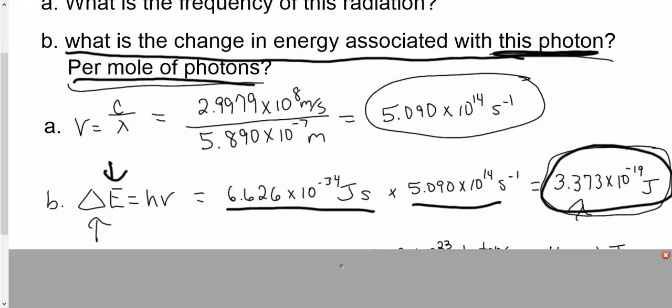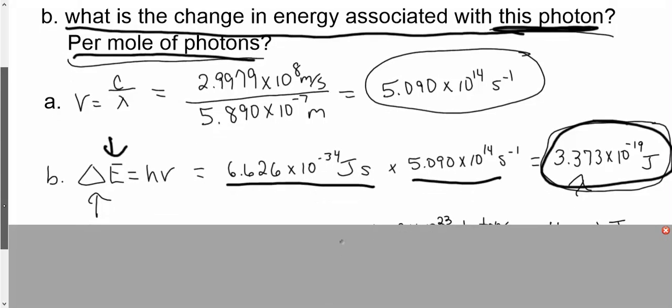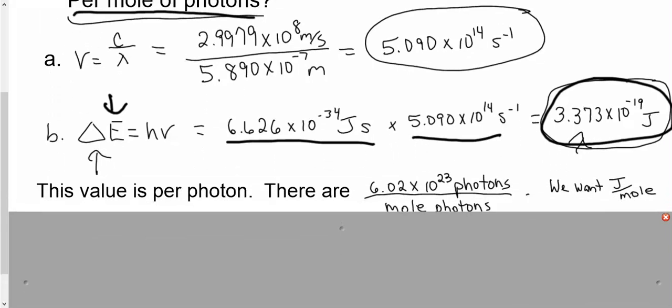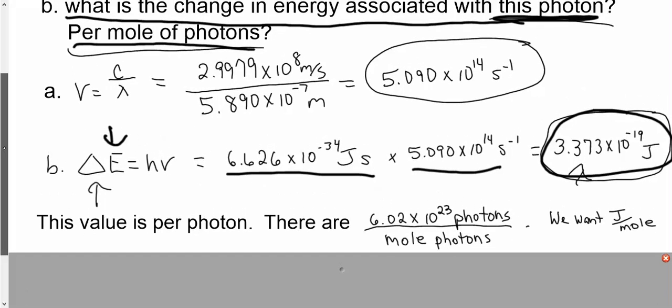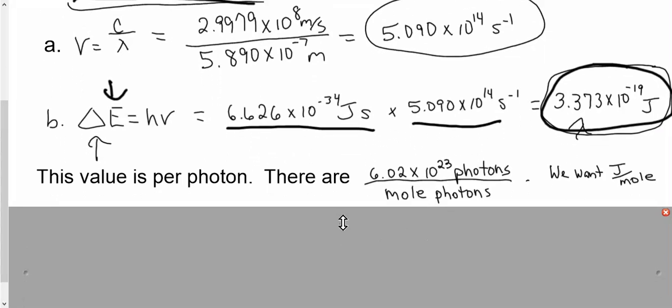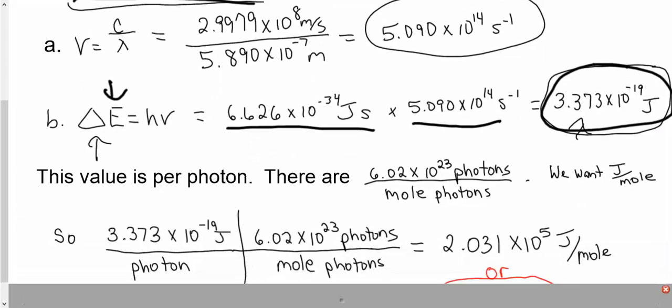So we'll use this conversion factor to get it into joules per mole, because the problem asks for the energy change per mole of photons. So we want joules per mole or kilojoules per mole. So we'll take our value, that's per photon, so I'll put it over photons, multiplied by 6.02 times 10 to the 23rd photons per mole of photons, and came out with a number that gives me joules per mole, because photons cancel. We're in joules per mole. This is the same thing as 203 kilojoules per mole.